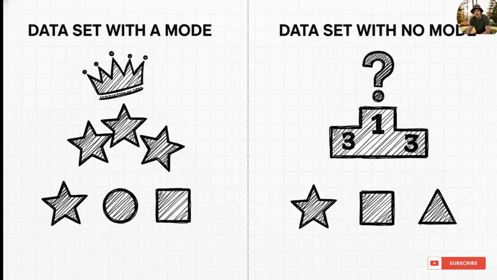Oh, this is a classic trick question. What if every number appears only once? Or what if, say, 2 numbers are tied for being the most frequent? Well, in those cases, there is no mode. Don't feel like you have to pick a number. No mode is a totally valid answer on the ACT.